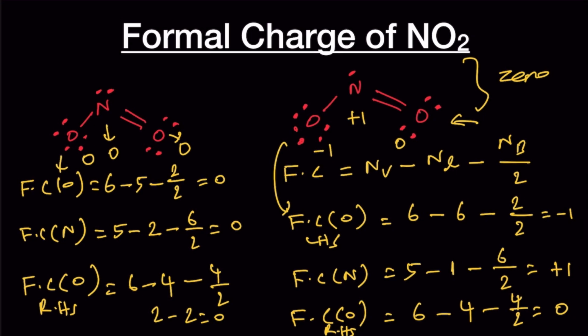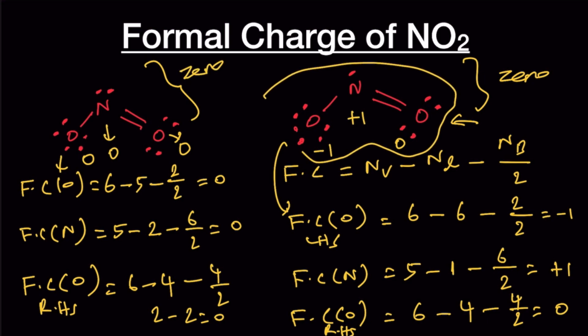Now, even though we got all the formal charges as 0 for the structure that is there on the left hand side, we still prefer the structure that is there on the right hand side, because a structure in which negative formal charges are placed on the most electronegative atom is preferred. Here oxygen is the most electronegative atom compared to nitrogen, isn't it? And therefore, this resonance structure is preferred over the other one.